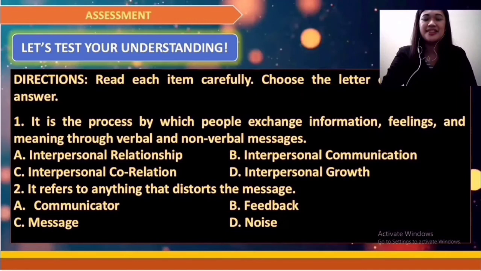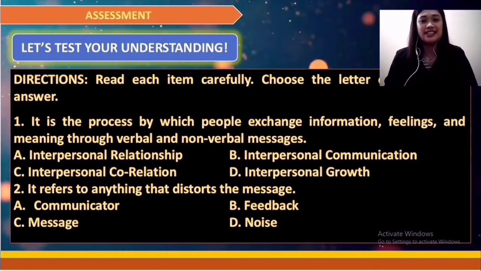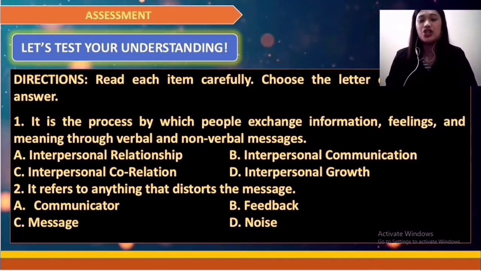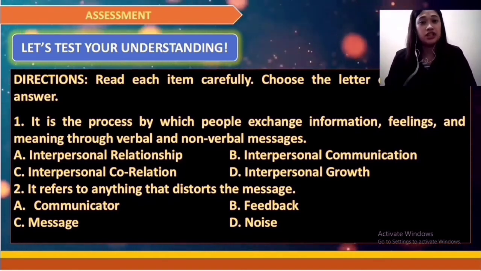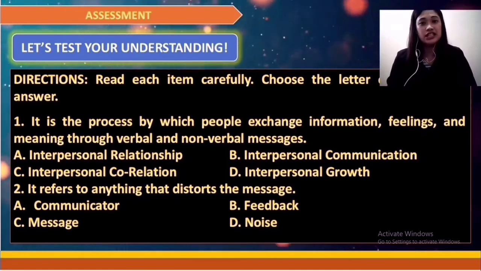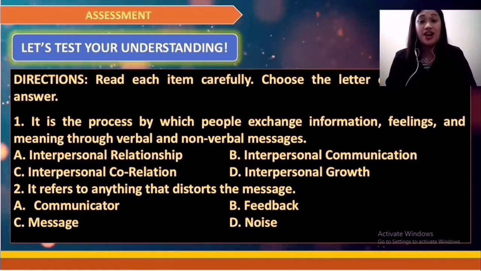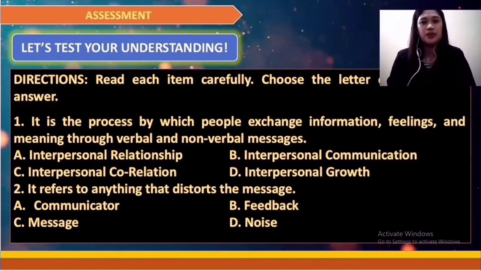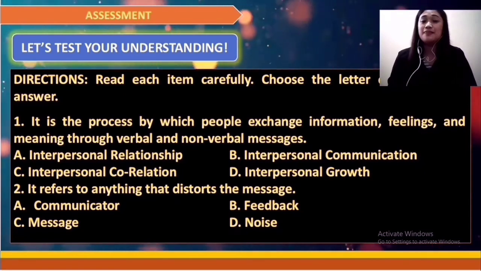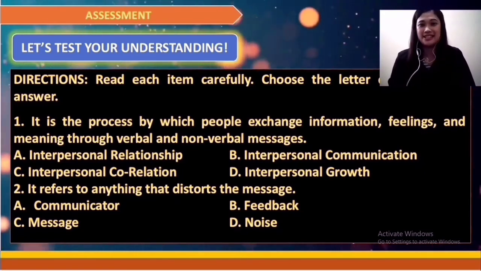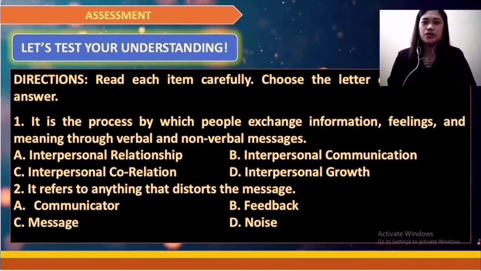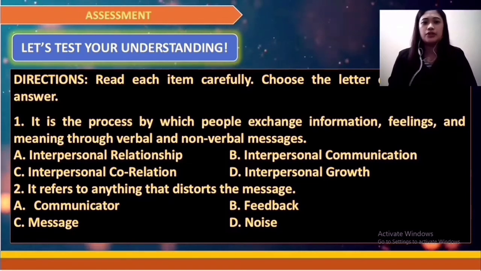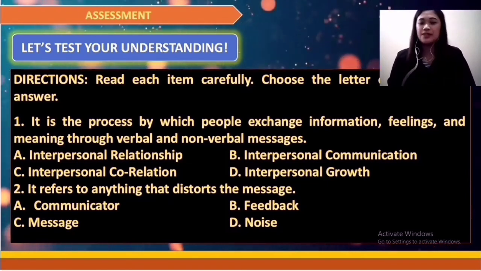Great! Now it's time to test your understanding of all the concepts and application of interpersonal communication in this assessment. So I'm going to read the items and you're going to choose the letter of the correct answer and write it on your answer sheets. Number 1. It is the process by which people exchange information, feelings, and meaning through verbal and non-verbal messages. Is it A, interpersonal relationship? B, interpersonal communication? C, interpersonal correlation? Or D, interpersonal growth?